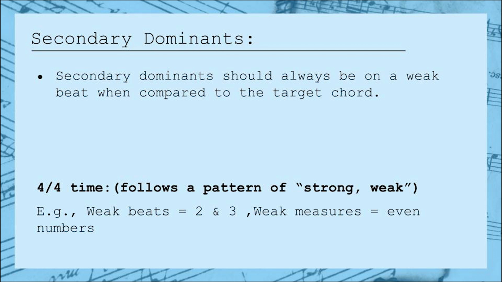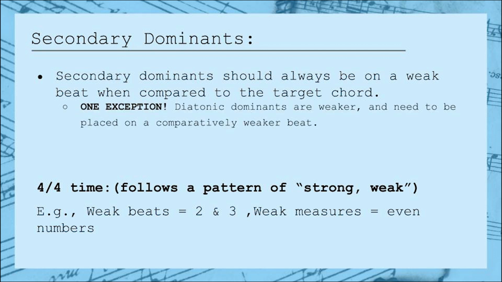Number two is that they should always be used on a weak beat when compared to your target chord. In 4/4 time, that would be beats 2 or 4 when using multiple chords per measure, or beat 1 of even numbered measures, if you're only using one chord per measure. The one exception to this is if you're using a secondary dominant to lead into the original dominant chord of your key. You want to make sure the secondary dominant is on a stronger beat, comparatively speaking.